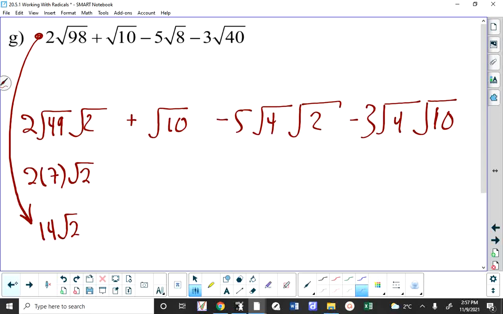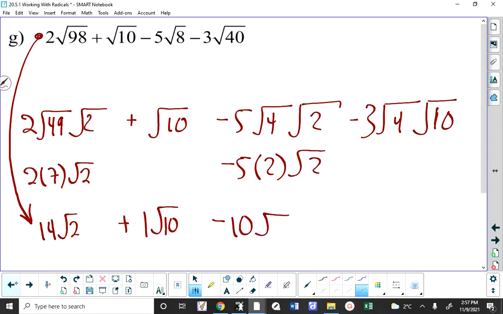And I don't know, I'll just throw this out here. How many of you look at this and say, well, I'm going to move a 7 outside. 7 times 2 is 14, and I'm left with 2. If you see that, that's great. But be careful. Then we have plus root 10. I'm going to write 1 root 10, although we certainly don't need to put that 1. This is minus 5 times 2 root 2, so it's minus 10 root 2. Starting to see some pattern here that we have root 2's we can work with. And then over here, this is minus 3 times 2, 10. 3 times 2 is 6. More stuff we can combine.